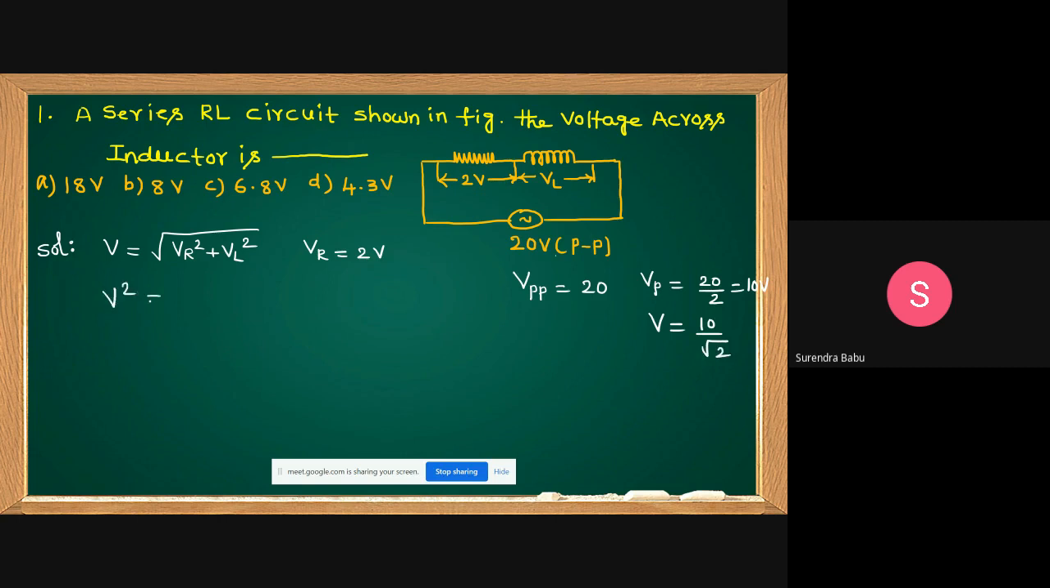V square equal to square root of VR square plus VL square. What is V? 10 by root 2 whole square. This is equal to VR square. What is VR, students? That is given, 2 volts. 2 square plus VL square.